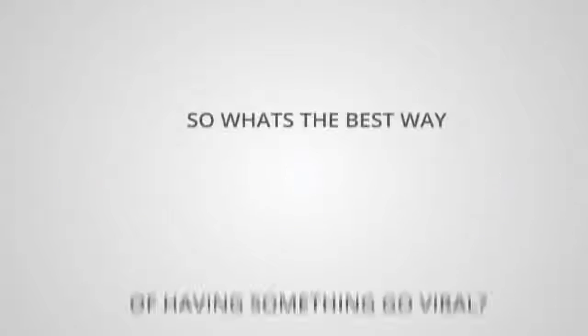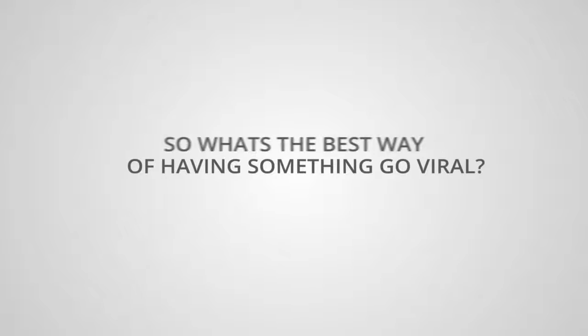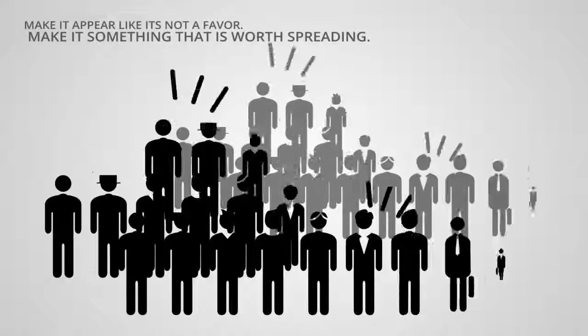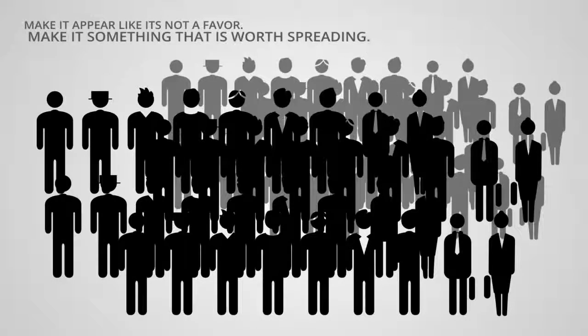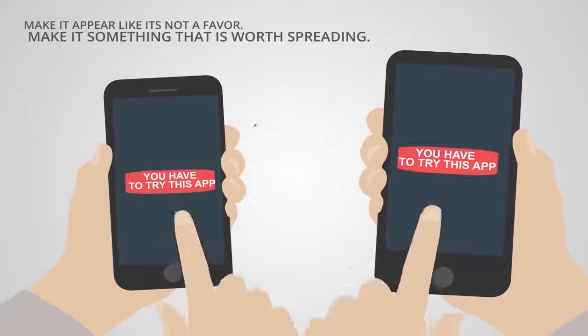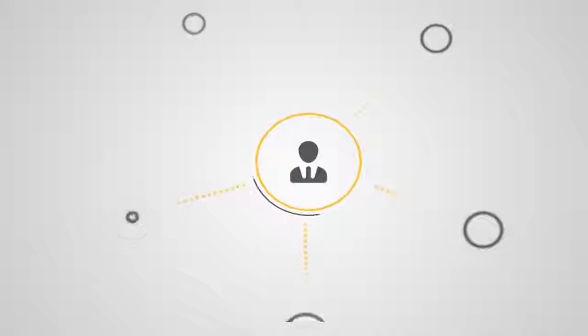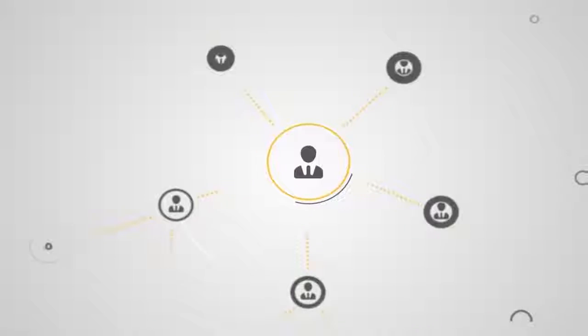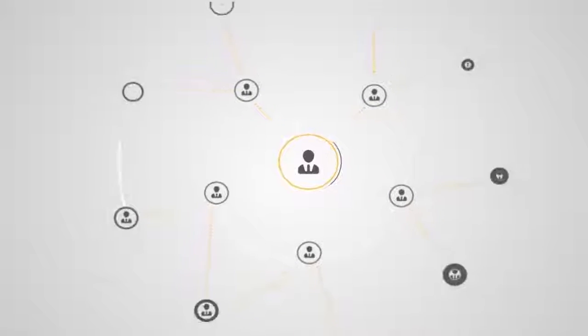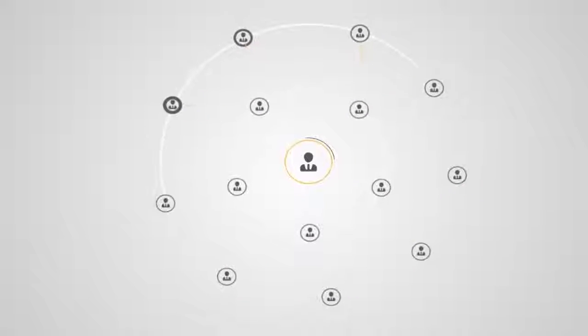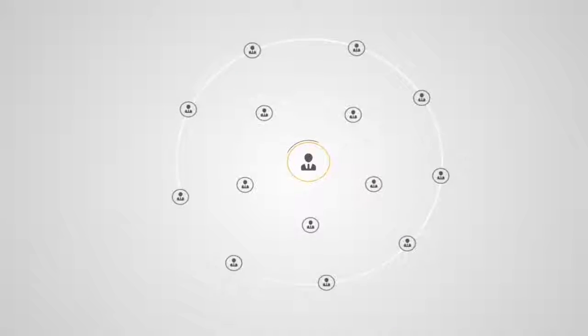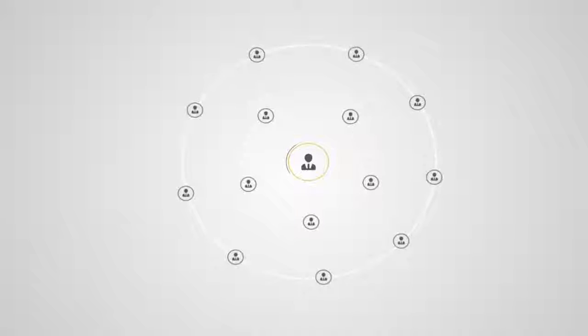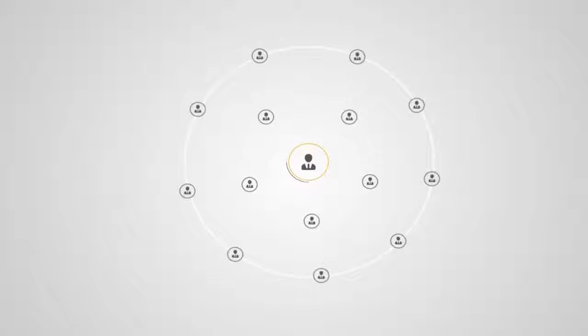So what's the best way of having something go viral? Make it appear like it's not a favor. Make it something that's worth spreading. Jonah Berger, viral guru and author of Contagious, states, "We need to design products and initiatives that advertise themselves and create behavioral residue that sticks around even after people have bought the product or espoused the idea."